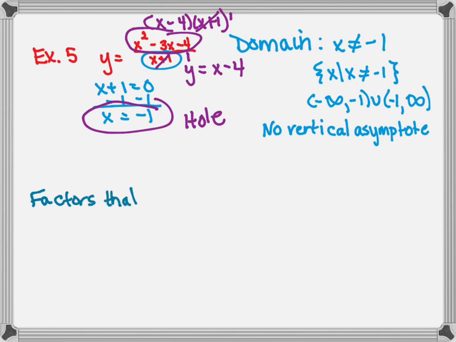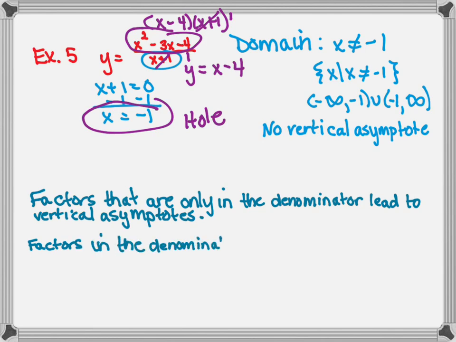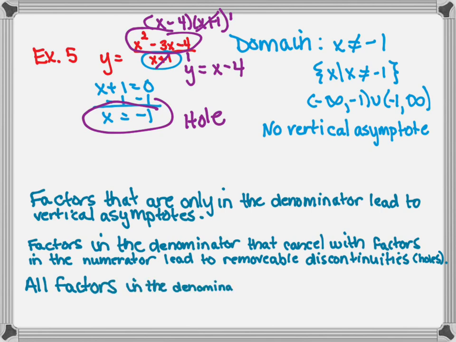So in general, factors that are only in the denominator lead to vertical asymptotes, but factors in the denominator that cancel with factors in the numerator lead to removable discontinuities, also known as holes. All of these factors, whether they cancel or not, so all the factors in the denominator, lead to domain restrictions.